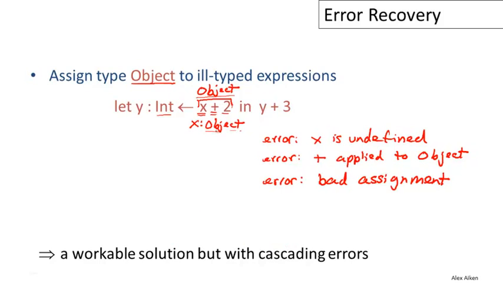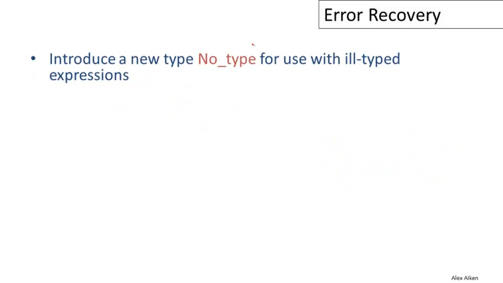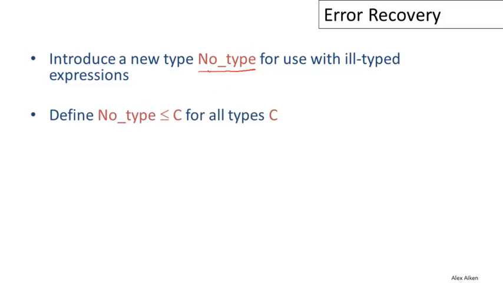And these errors will just propagate up the abstract syntax tree until some point, and it just results in multiple errors. Another possibility is to introduce a new type, no type, that is specifically for use with ill-typed expressions. And no type is very special. It's not a type that's available to the programmer. It's only available to the compiler, and it's just there for error recovery and type checking. And the special property of no type is that it's going to be a subtype of every other type.